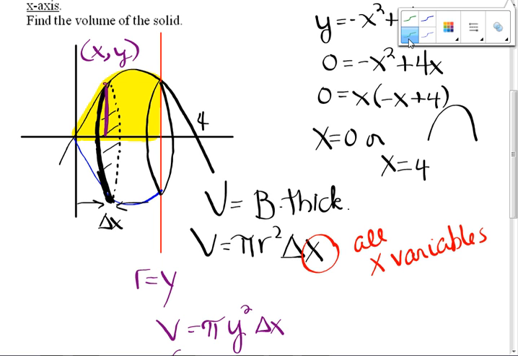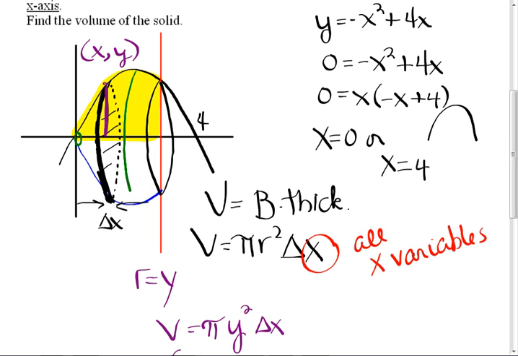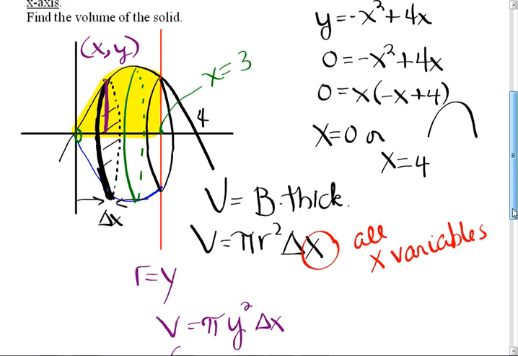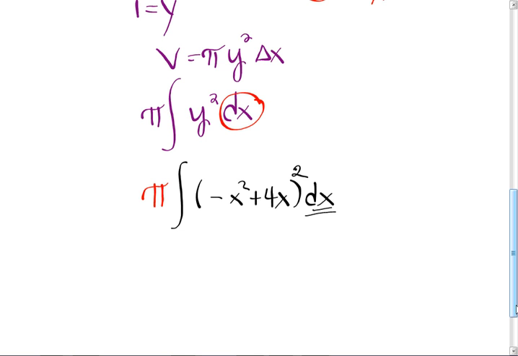My smallest disk is here, so my smallest x value is going to be what? 0. And then I'm going to put some disks in here. And what's my last x value? x equals 3. We don't get to 4. That's it.